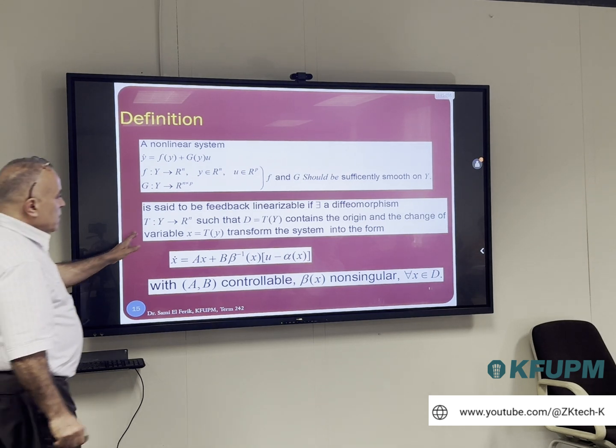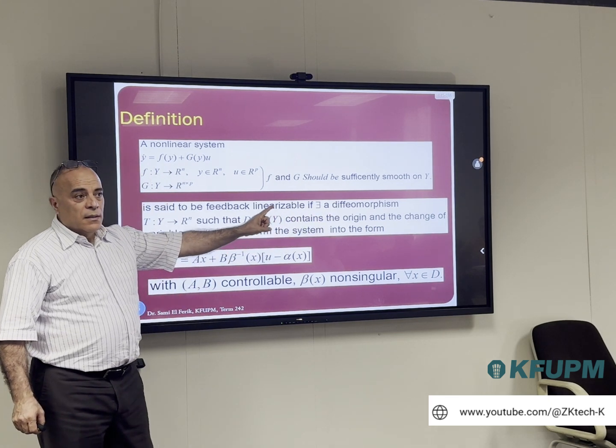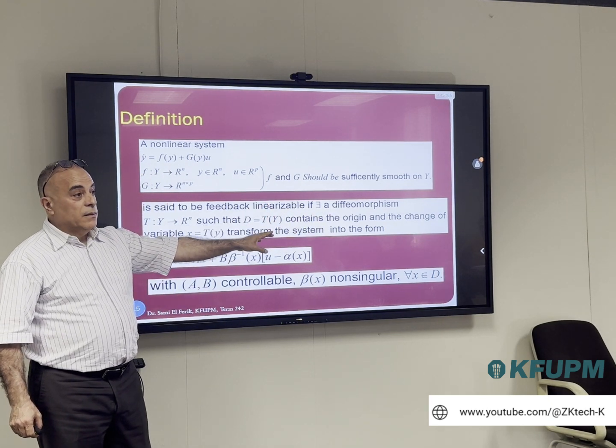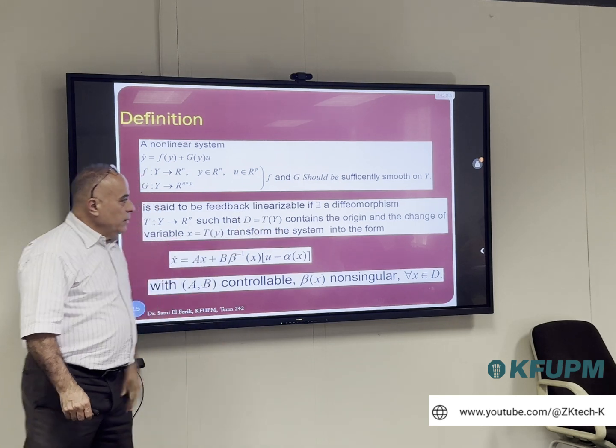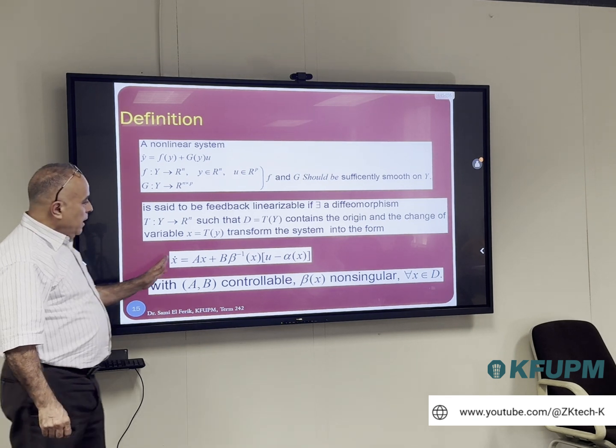And this transformation has to contain the origin. The origin here represents the equilibrium point, right? It has to contain the origin because we are looking for the equilibrium point at the end. Equilibrium point means the area that we are trying to do. And this transformation can transform.